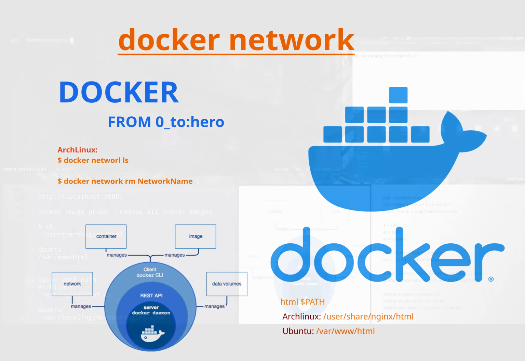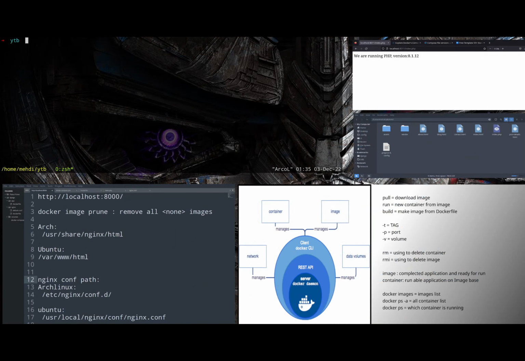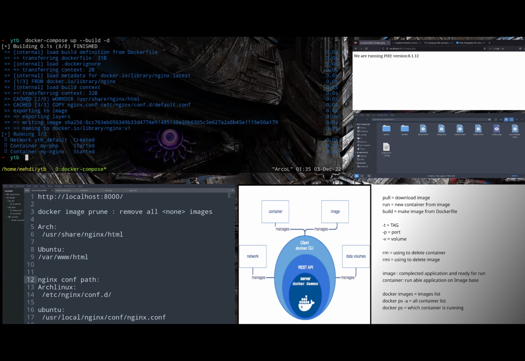Okay, let's continue. I will run again our Docker compose that we made last time. Docker compose up build. Okay. As you see here, the U2B, it's our path and default. The system will make a random network for our Docker compose. So all these containers are in one network by this name.